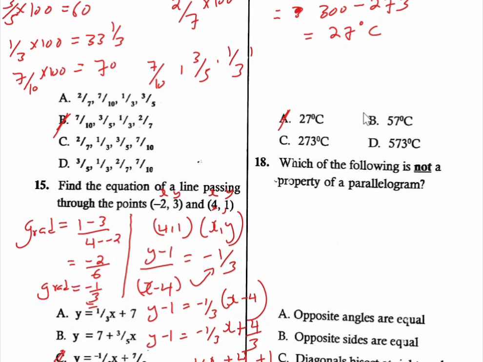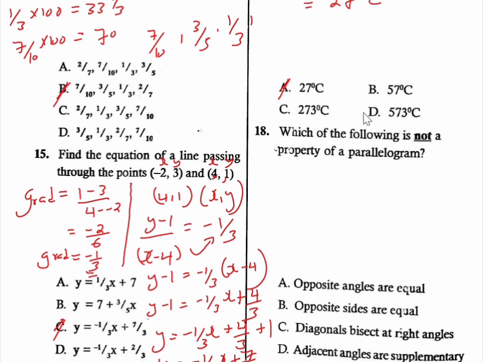Number 18. Which of the following is not a property of a parallelogram? We know that a parallelogram is a rectangle which was squeezed at one side. So basically, you can draw a sketch here to represent the parallelogram. Let me draw a good diagram. So this is a parallelogram. It was a rectangle, then it was squeezed at one side.